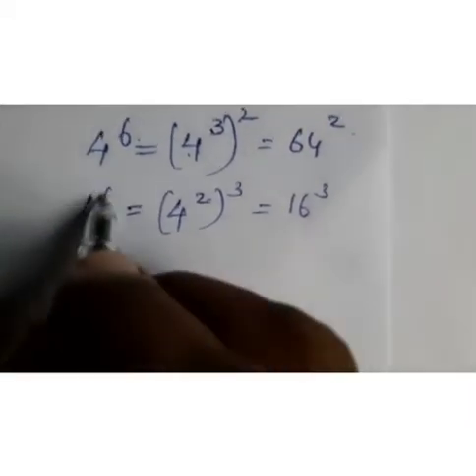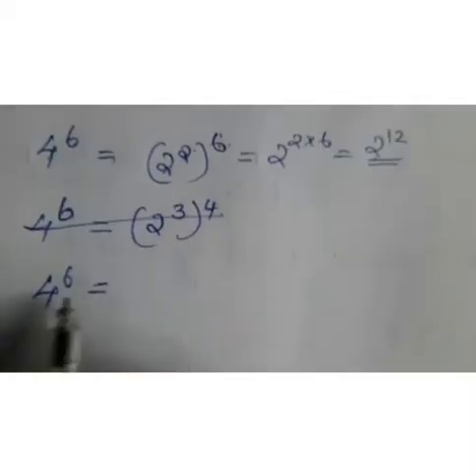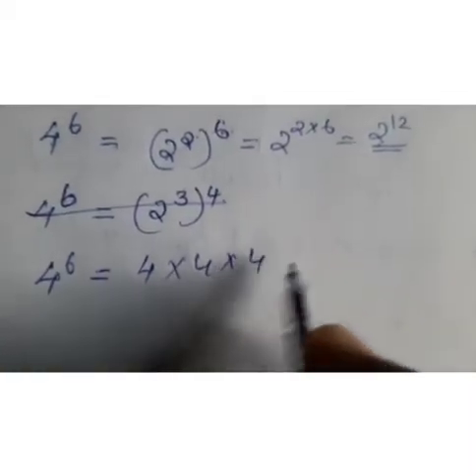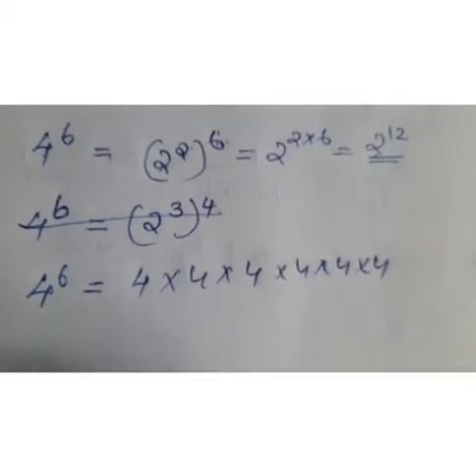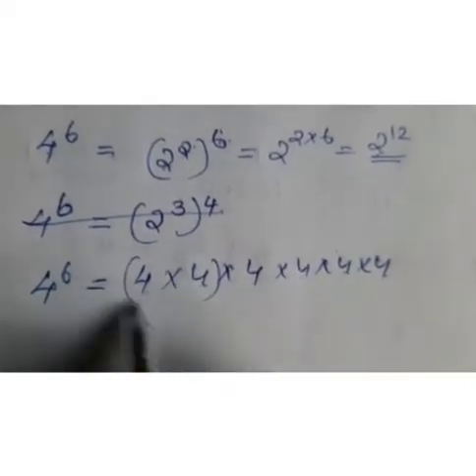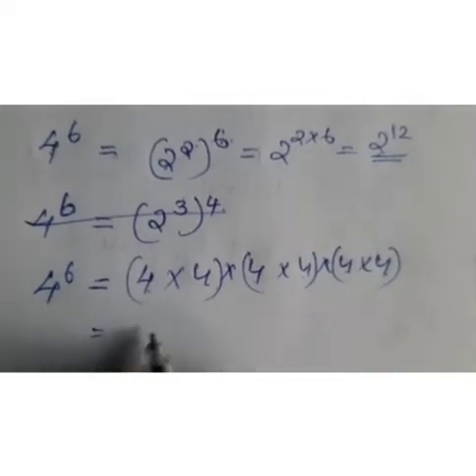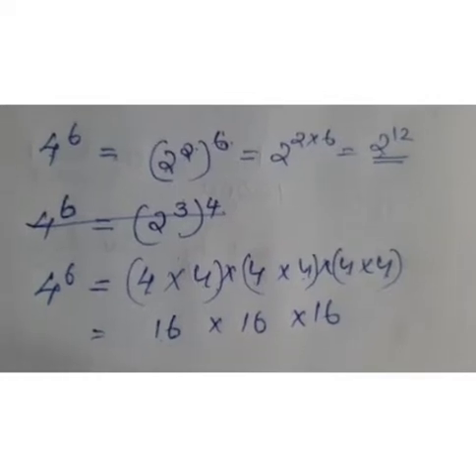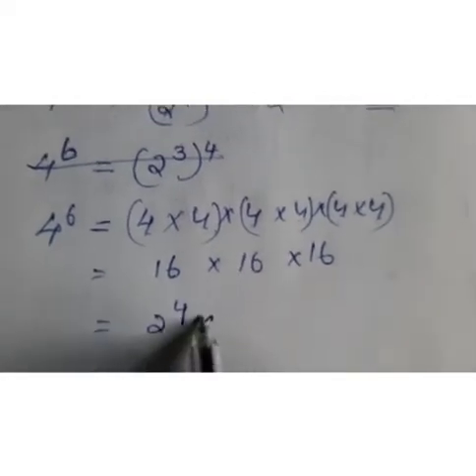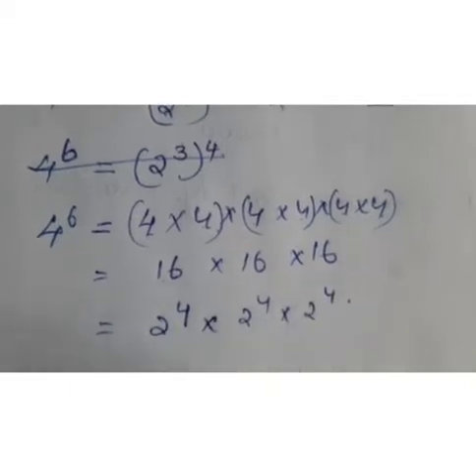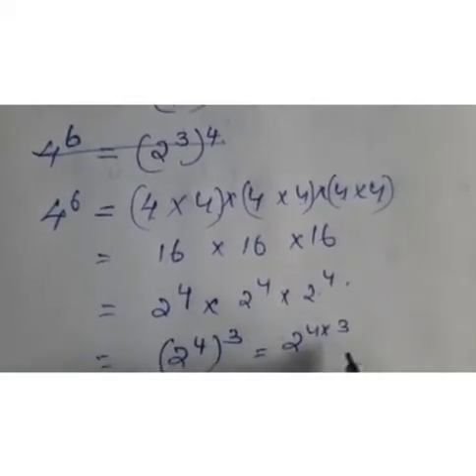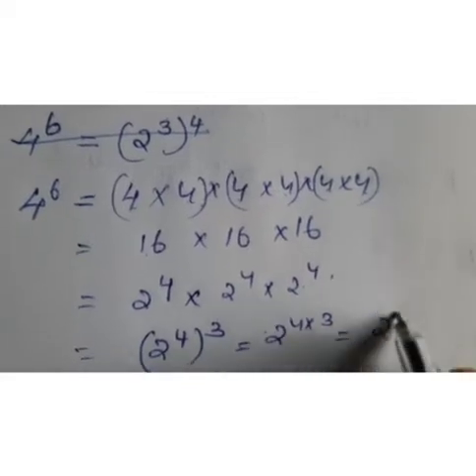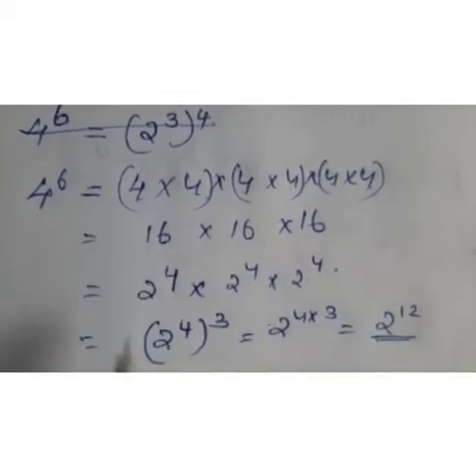Okay, write down 4 raised to 6. 4 should be multiplied 6 times. 1, 2, 3, 4, 5, 6. So you can write together. 4 into 4 is how much? 16. 16 into 16 into 16. 16 we can write as 2 raised to 4. 2 raised to 4 into 2 raised to 4 into 2 raised to 4. So 2 raised to 4 multiplied how many times? 3 times. So 2 raised to 4 into 3 is 2 raised to 12. Like this also we can write.